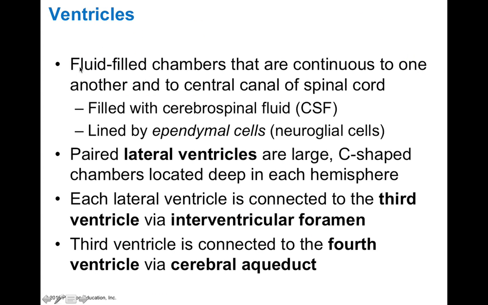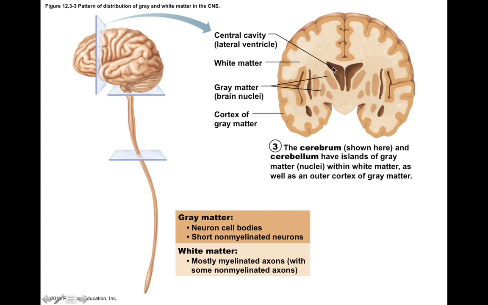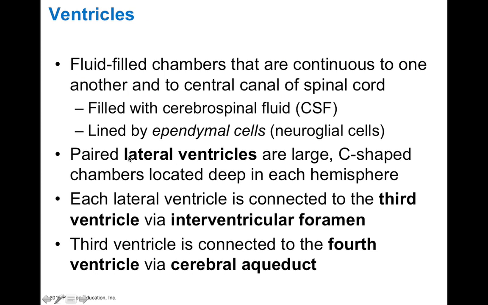Now the ventricles are large fluid-filled chambers that are continuous with one another. So if you go back here and you look at a cross-section of the brain, you see that it's not completely solid. There actually are spaces within the brain, and these would normally be fluid-filled with cerebrospinal fluid. So what happens here is that in the cerebral hemispheres, we have our lateral ventricles, which are located deep within each hemisphere, and they're kind of these large C-shaped structures.